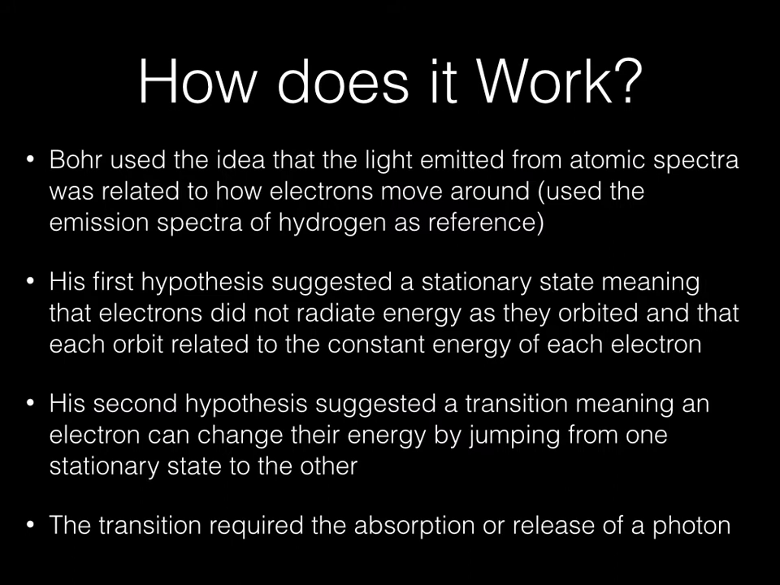Bohr used the idea that the light emitted from the atomic spectra was related to how electrons move around. His first hypothesis suggested a stationary state, meaning that electrons did not radiate energy as they orbited, and that each orbit related to the constant energy of each electron. His second hypothesis suggested a transition, meaning an electron can change its energy by jumping from one stationary state to the other. The transition required the absorption or release of a photon.